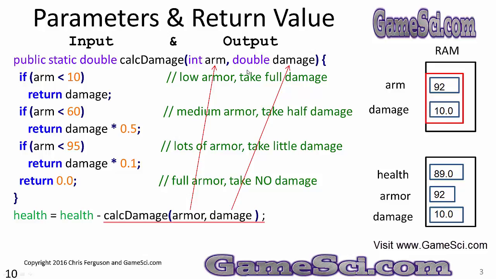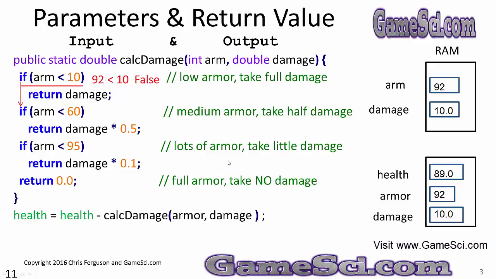So I passed a 92 and a 10 to it. And let's see how this works. Well, 92 is a lot of armor. 92 less than 10 is a false statement, so I'm certainly not going to take full damage. So let's go down to the next if statement and test it. 92 less than 60 is still a false statement. I have more than a medium amount of armor, so I'm not going to take half damage on this hit.